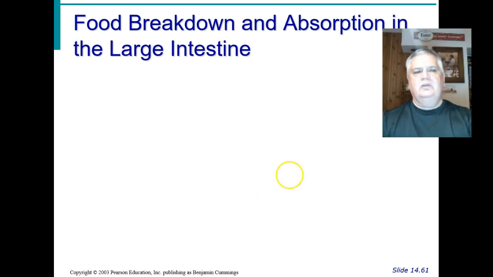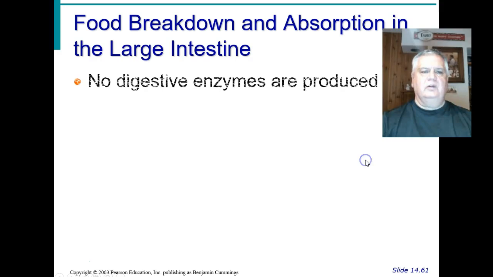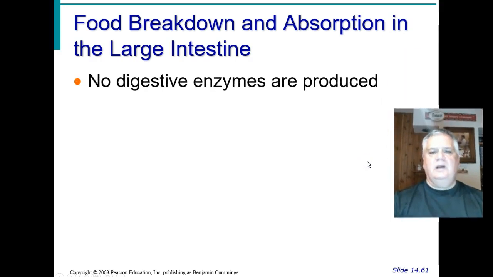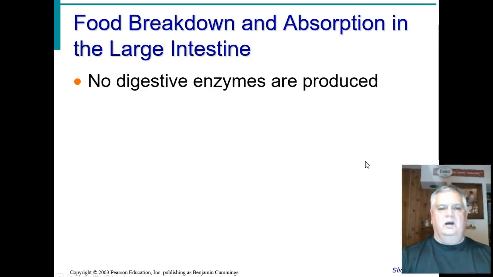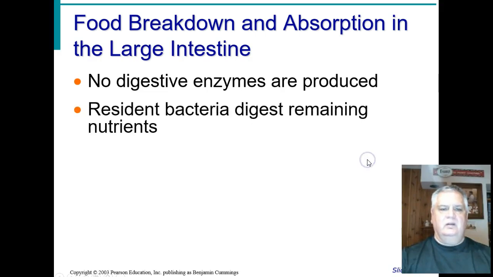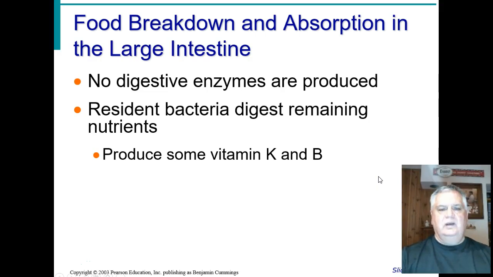All right, let's move to the large intestine and look at food breakdown and absorption in the large intestine. There are no enzymes that are produced by the cells that line the large intestine. However, there are resident bacteria, what we call normal flora, that reside in the large intestine, and these bacteria can digest the remaining nutrients. They're digesting those nutrients, breaking them down for themselves, however, not so that they can be delivered into the blood system.